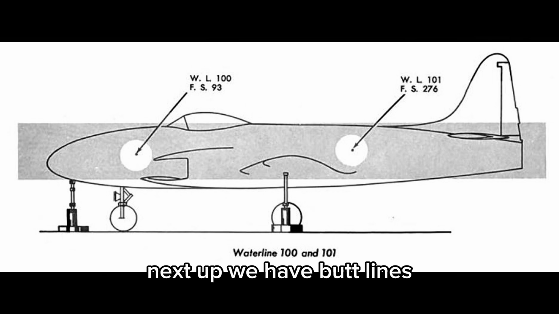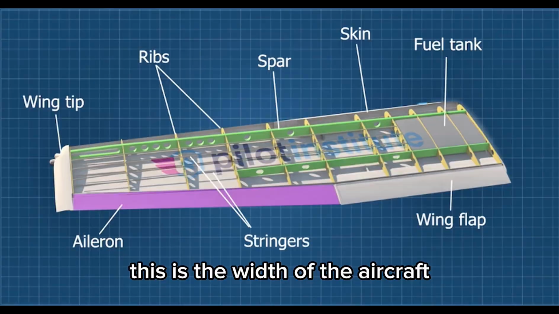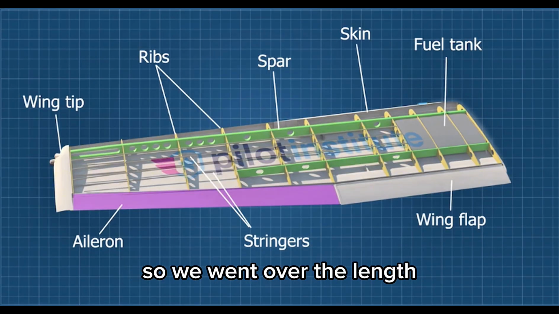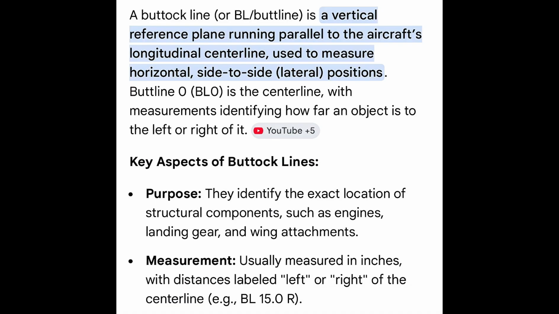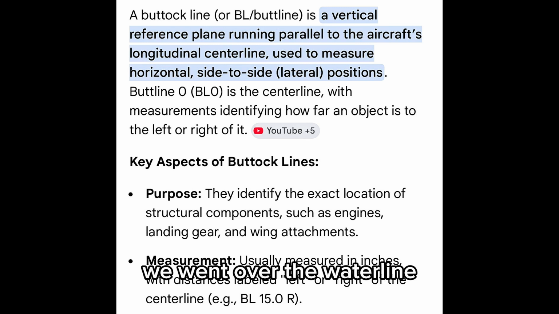Next up, we have butt lines, BL, or buttock lines. This is the width of the aircraft. So we went over the length, called fuselage station. We went over the waterline, which is the height. That's called waterline, obviously. And now we have buttline or buttock line.